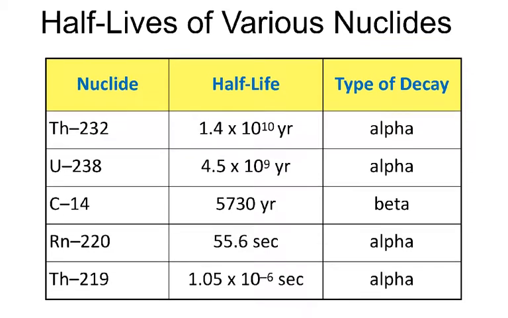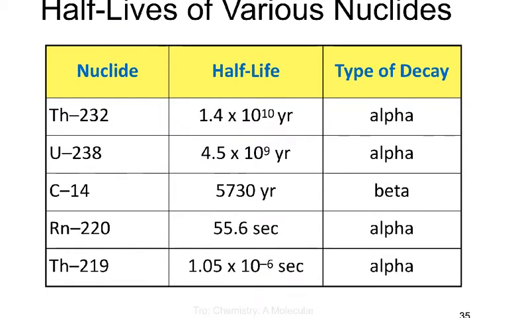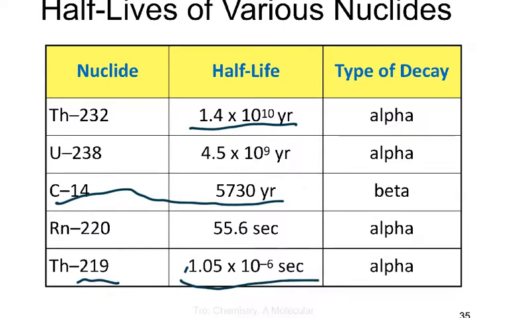So here are some half-lives of various nuclides. Carbon-14, used to date things, has a half-life of 5,730 years. You can see some half-lives are really long. Thorium-232 has a very long half-life. Thorium-219 has a very short half-life. It just depends on what the nuclide is.